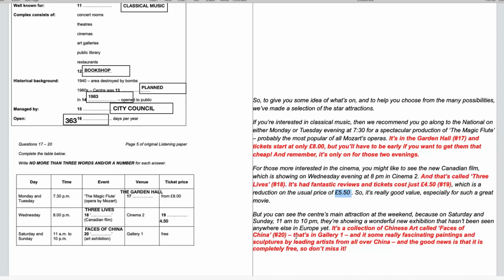There are a couple keywords after as well, so this is a bit more difficult. And it said it's in Gallery 1, which is right here. And then at the very end, it said it was completely free. So notice how this last one was the most difficult because it had some keywords at the end after the answer had already been said.